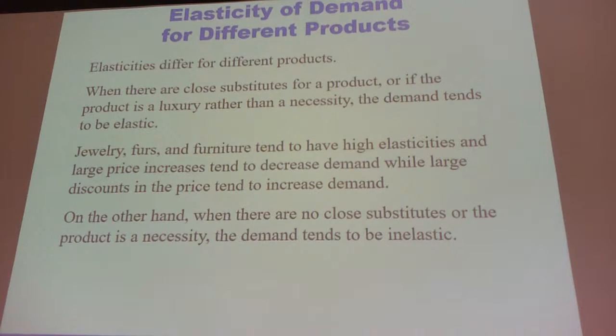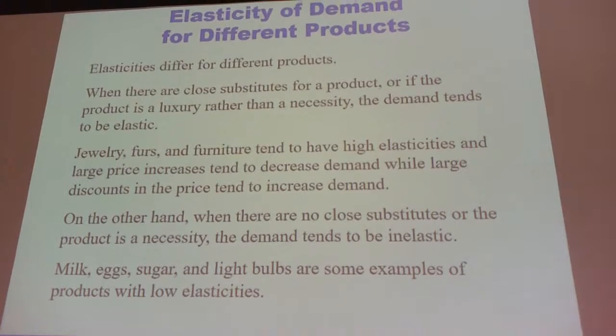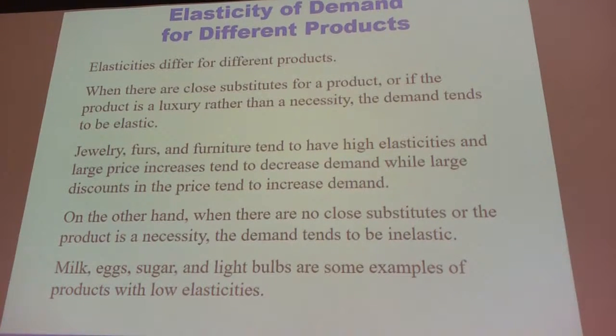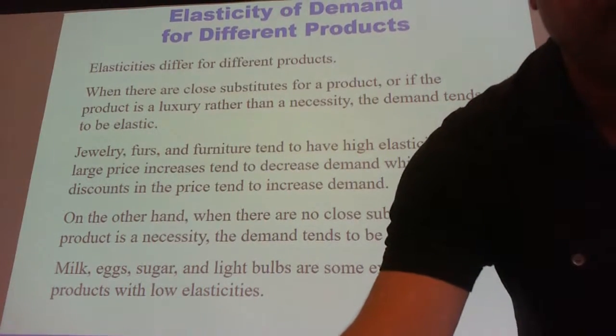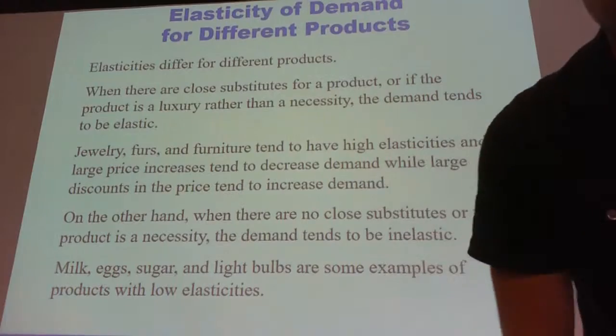On the other hand, when there are no close substitutes, or the product is a necessity, the demand tends to be inelastic. Milk, eggs, sugar, light bulbs, some examples of products with low elasticity. And that ends chapter 3. Okay.